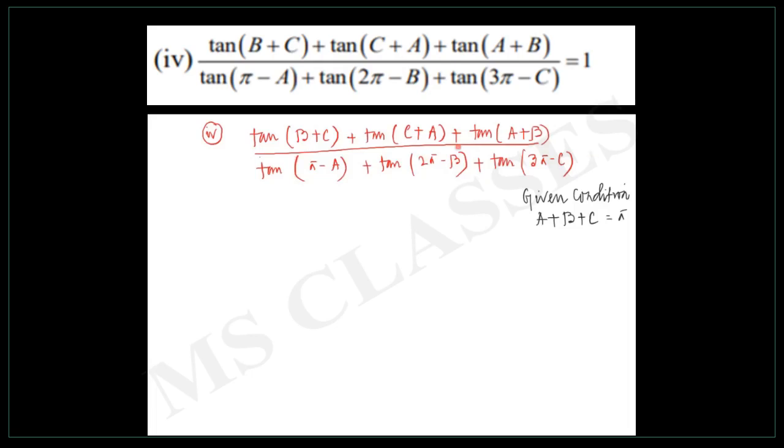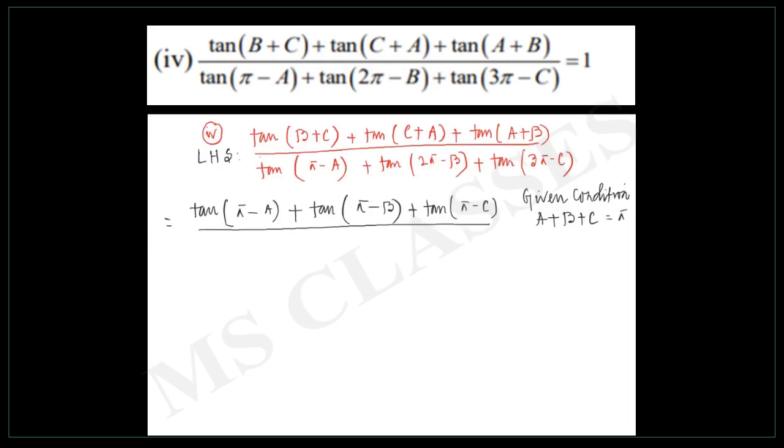So we start from the LHS part. This is the LHS part. Now here at first tan(B plus C) is replaced by the value pi minus A, because when A plus B plus C is pi, B plus C will be pi minus A. Plus tan(pi minus B) plus tan(pi minus C), whole divided by tan(pi minus C).